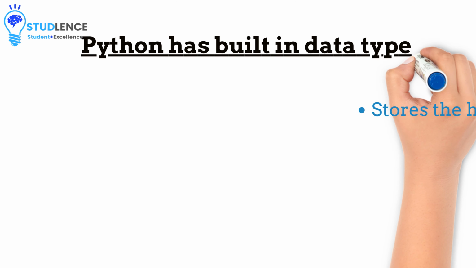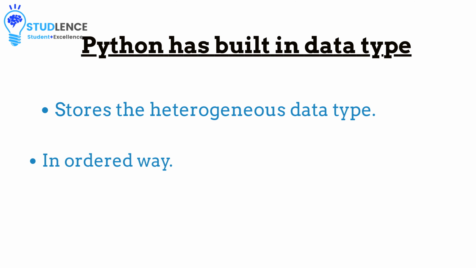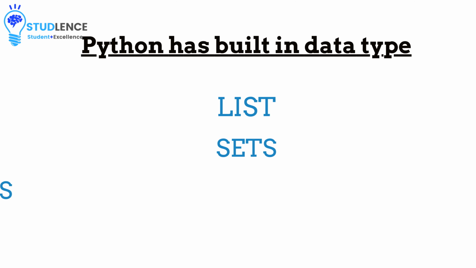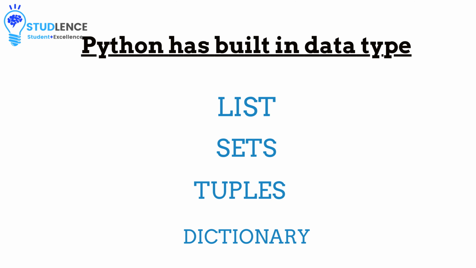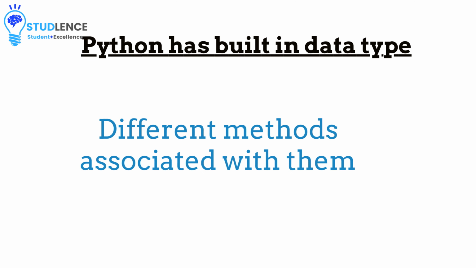Python has built-in data types. These hold heterogeneous data types under a single variable in an ordered way. There are 4 types: lists, sets, tuples, dictionary. But let me tell you, all these serve to hold different types of data in an ordered way. We will see different methods which are associated with them.